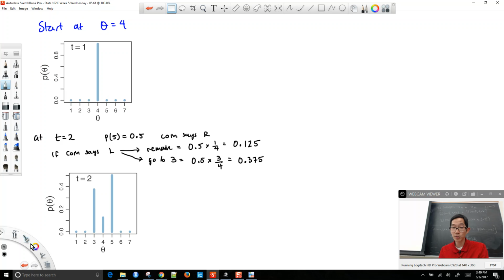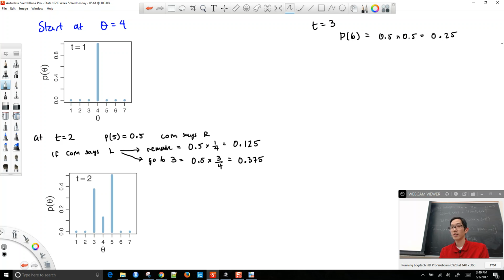Okay, and then now what do we do for time 3? At time t equals 3, we have a bunch of things to add together, right? We can end up at theta equals 6. The only way to get to 6 is that we are currently at 5, and the coin flip tells us to go to the right. So this is going to be 0.5 times 0.5, and we get a probability of 0.25.